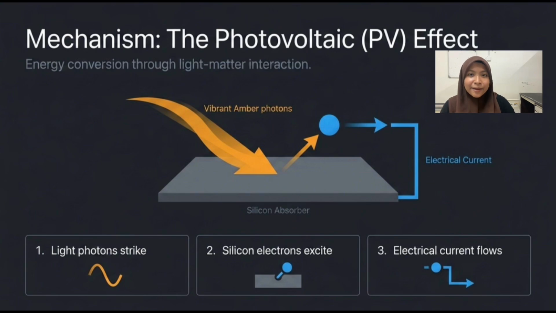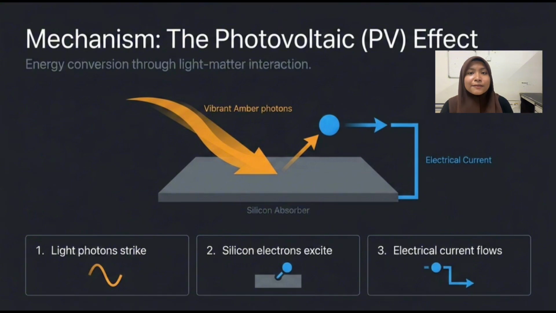In the second step, the absorbed energy causes the electrons in the silicon material to become excited. Normally, these electrons are held in place within the atoms. However, after gaining enough energy from the photons, they break free and start moving within the material.